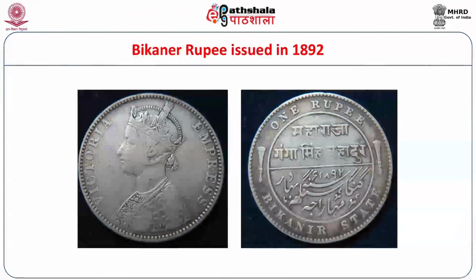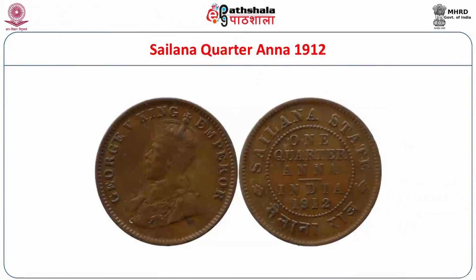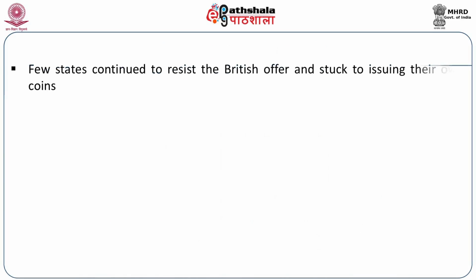So this is a Bikaner rupee issued in the year 1892. It names the Maharaja of Bikaner, Ganga Singh, along with a portrait of Queen Victoria. And this is a quarter anna of Sailana issued in 1912 with the portrait of George V. Few states, however, continued to resist the British offer and stuck to continuing their own coinages.